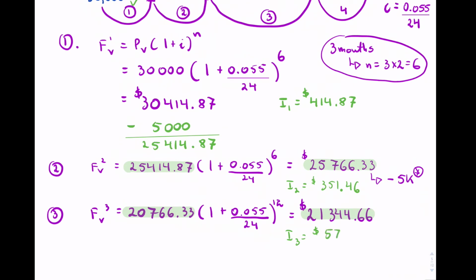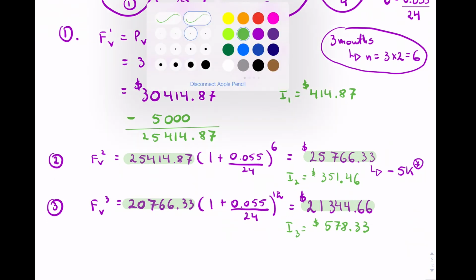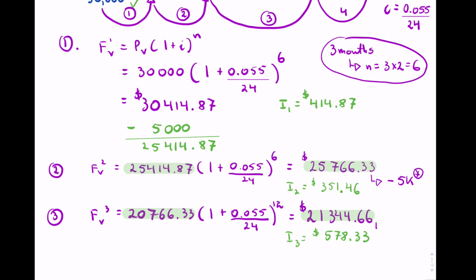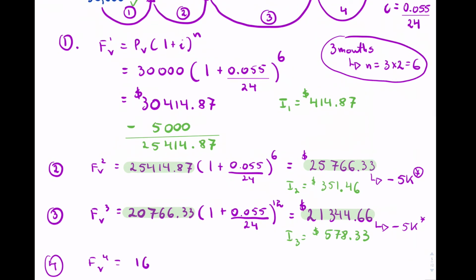Now this has grown, so again a bit of interest has accumulated. Now this is our last 5K that we're going to take off. So minus 5K, and that finally leaves us with the last step, future value number 4. Subtracting 5K, we're going to get 16,344.66.